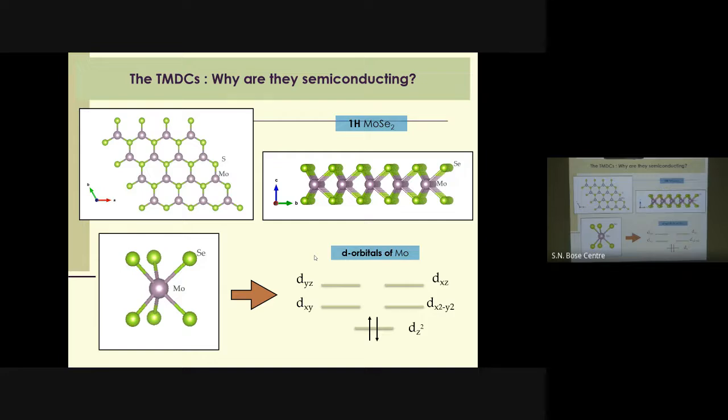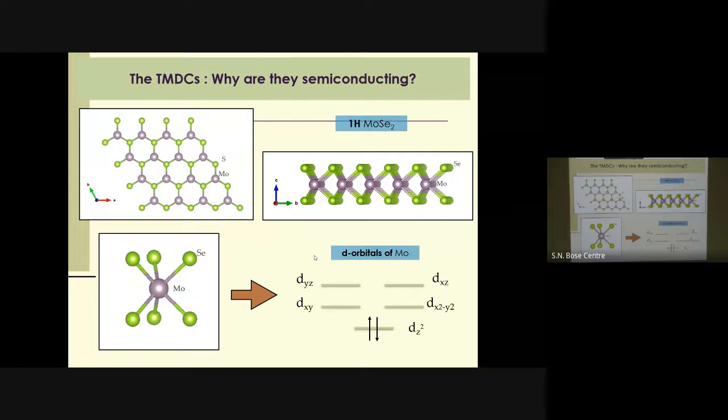If you focus on the molybdenum atom, it's surrounded by six selenium neighbors. These generate a trigonal prismatic crystal field at the molybdenum site. If it was just an isolated atom, the d orbitals would be fivefold degenerate. But because of the crystal field generated by these selenium atoms, there is a degeneracy lifting of these d levels. The lowest d level is dz squared, dxy and dx squared minus y squared are the next set of levels, and then you have dyz and dxz.